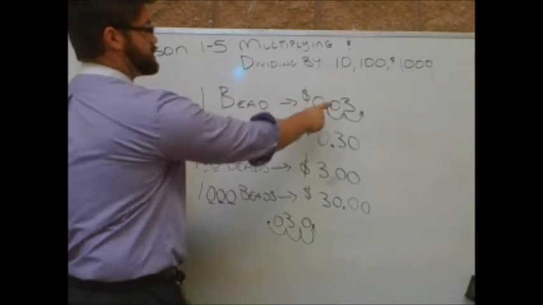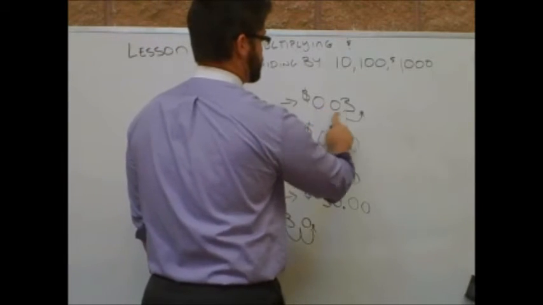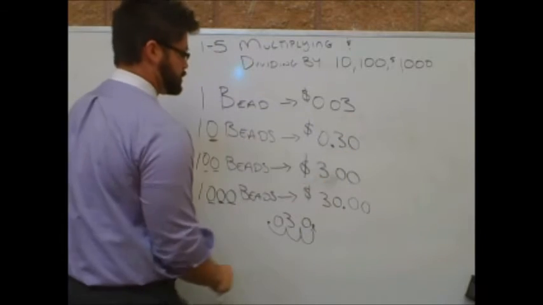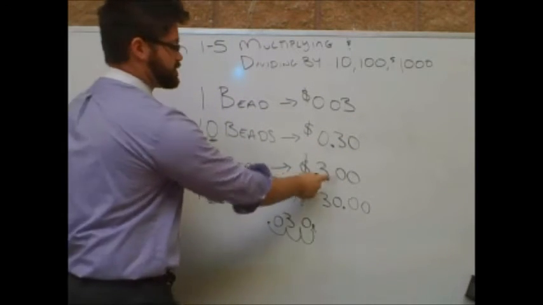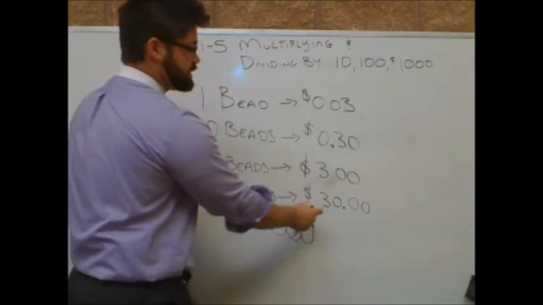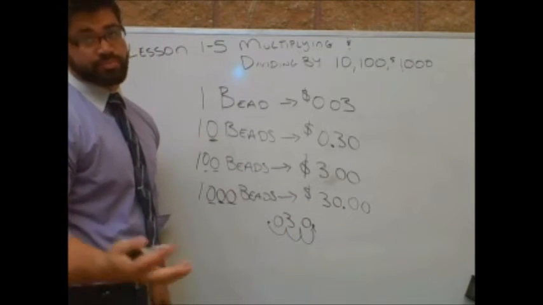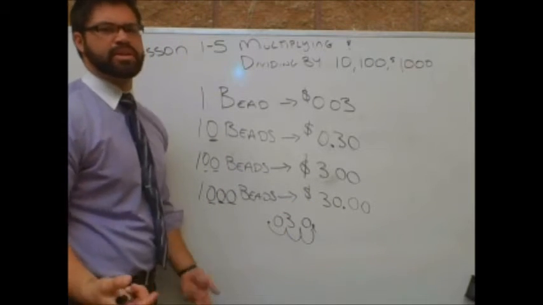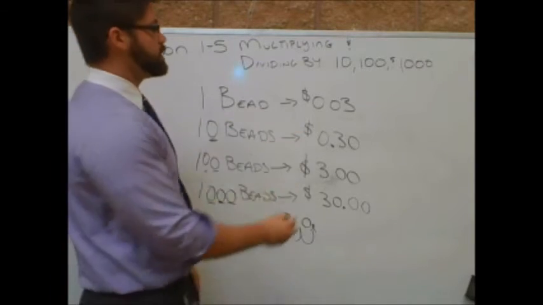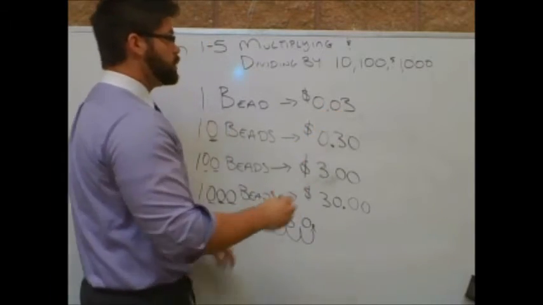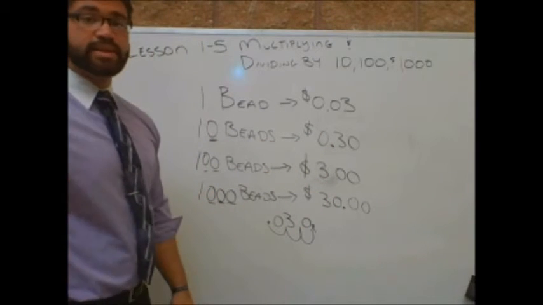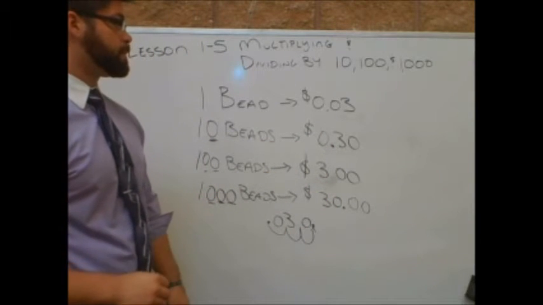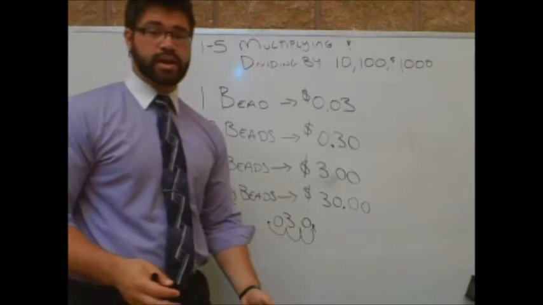So 1 bead is 3 cents. I'm going to erase these little squigglies to not throw us off. So 1 bead is 3 cents. 10 beads is 30 cents. 100 beads is $3. And 1,000 beads is $30. That's an expensive bracelet. That's a big bracelet. But you get the picture. So if we look, we can see that our decimal point is traveling 1 place to the right each time. So that's what we're getting into today.